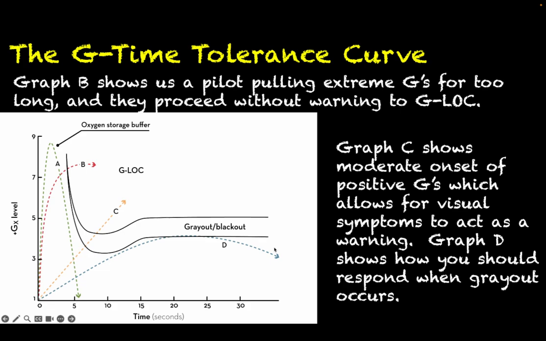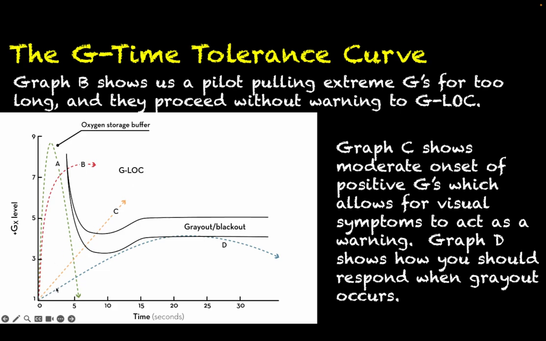Now, graph C shows a pilot that is experiencing a moderate onset of positive Gs, which does allow for visual symptoms to act as a warning. So if this pilot is just gradually and linearly experiencing these positive Gs, first they will experience gray out and then blackout and then gravity-induced loss of consciousness.